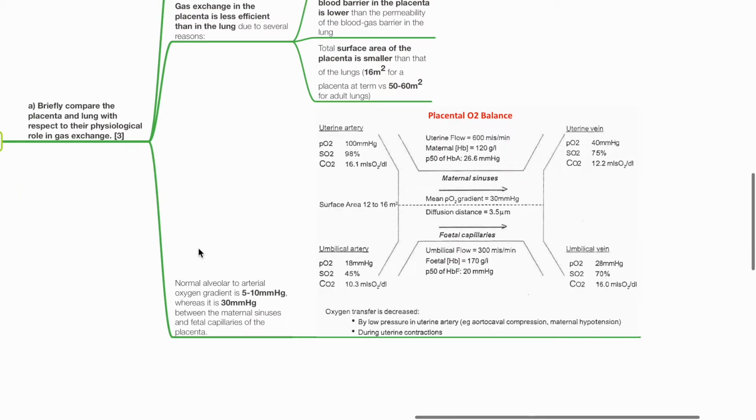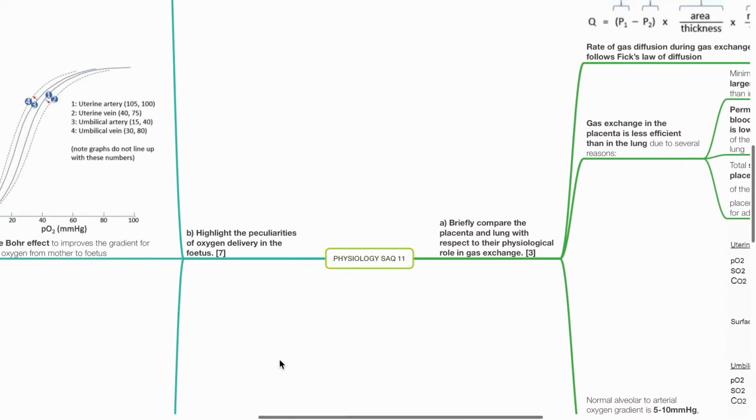The normal alveolar to arterial oxygen gradient is 5 to 10 mmHg, whereas it is 30 mmHg between the maternal sinuses and fetal capillaries of the placenta. Oxygen transfer is also decreased by low blood pressure in the uterine artery, for example due to aortocaval compression or maternal hypotension, and during uterine contractions.